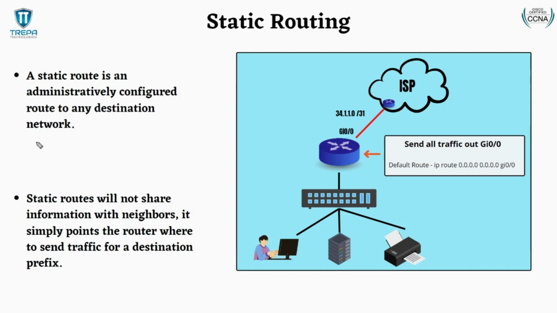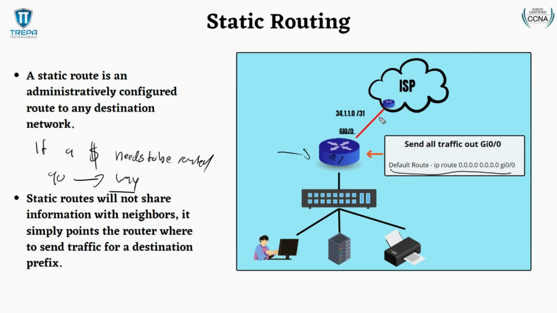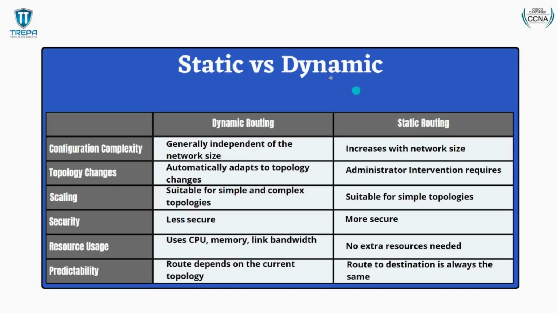I can write that out. So if a blank, right, variable here, needs to be routed, go this way. And that's what a static route is. So you can see in our image right here, we have a default route out. This router right here, let's say it's R1, is sending all traffic out its gig 0/0 port out to its ISP. And this is actually a stub network, which we're about to learn about.